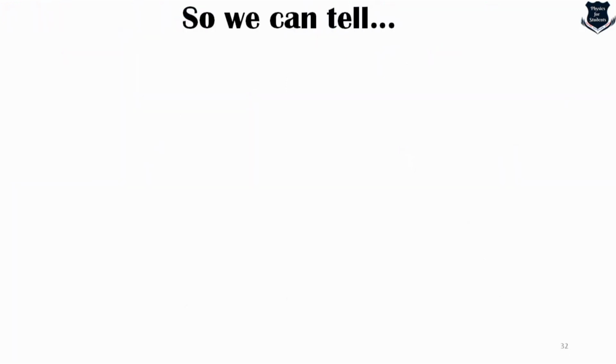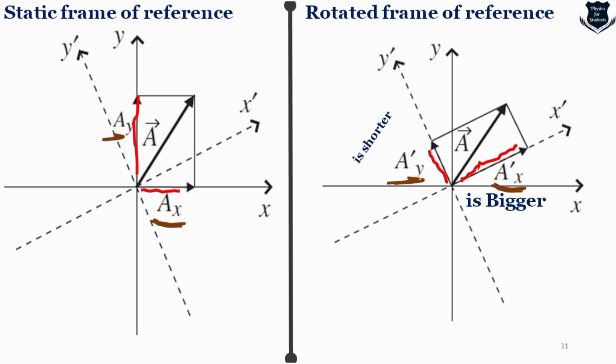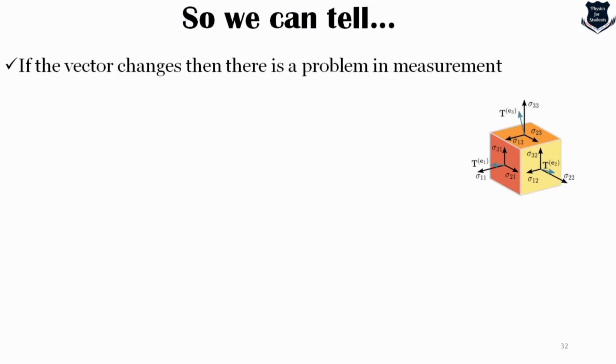From here what we find, just again to let you know, this is actually what happens. Once we rotate, flip, stretch, whatever, the most important part is that the vector remains the same, but the components change. So from where can we call this the vector? If the vector changes, obviously there's a problem in measurement.